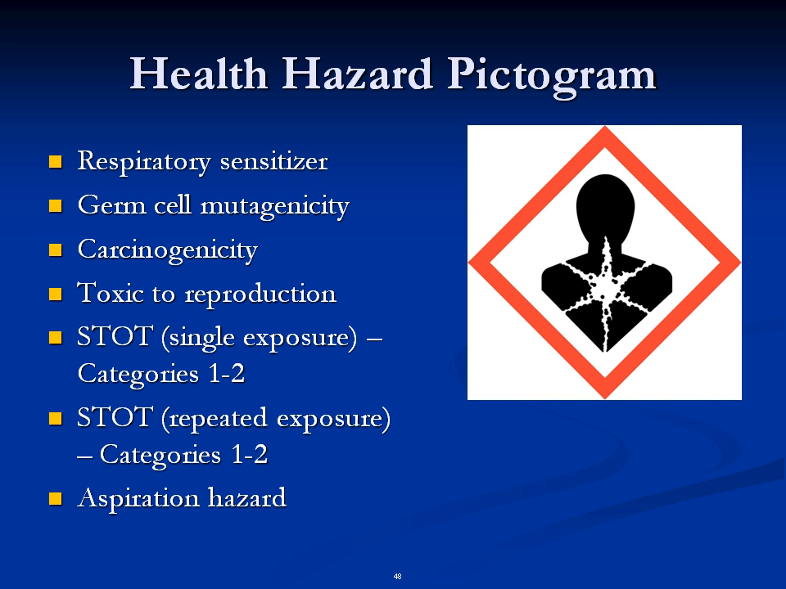And then we have the exploding man, which is actually referred to as the health hazard pictogram, and that's for respiratory sensitizers, germ cell mutagens, carcinogens, reprotoxins, specific target organ toxins in categories 1 and 2, either single or repeat dose. And then finally aspiration hazards, aspiration toxicity materials, those are those hydrocarbons again with low viscosity. They get this pictogram also.